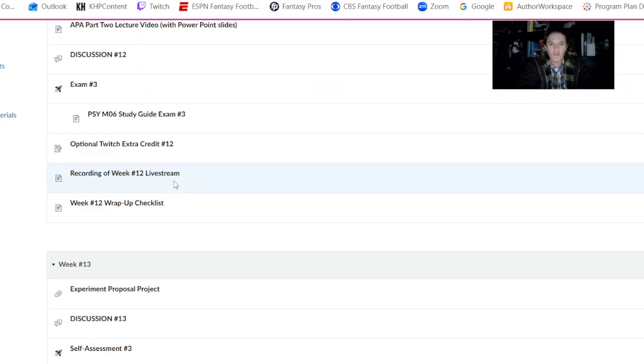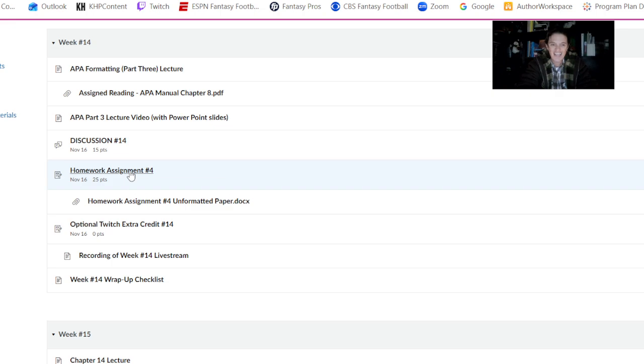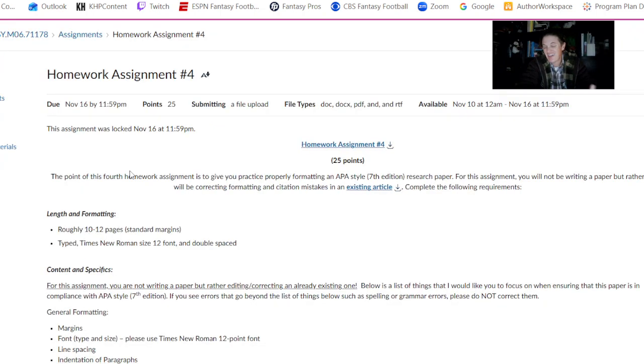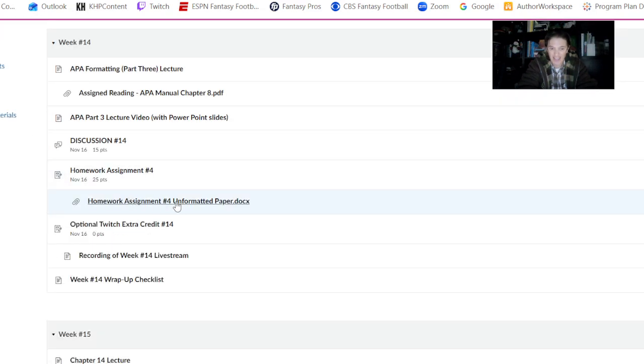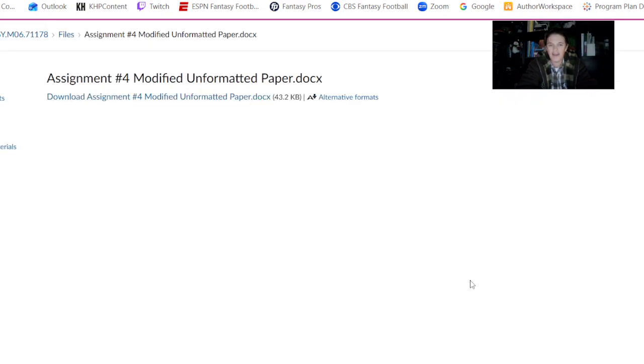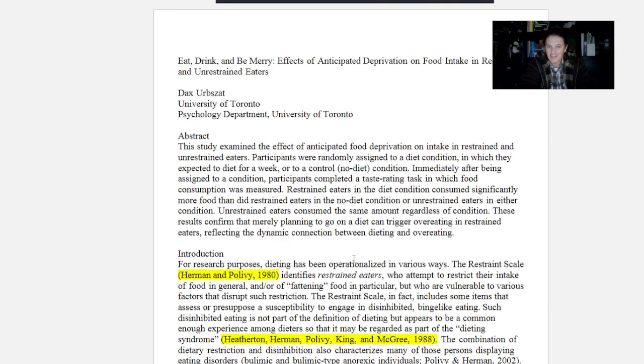The other thing last week was homework assignment number 4. And so you were taking a document that had no formatting and giving it formatting. My goal with this was to give you a chance to kind of apply it. So when you open this unformatted paper, the first thing that I hope you noticed right off the bat, it's not double spaced. There's no title page whatsoever. The abstract should be on its own page. All the headings need to be formatted and so on.